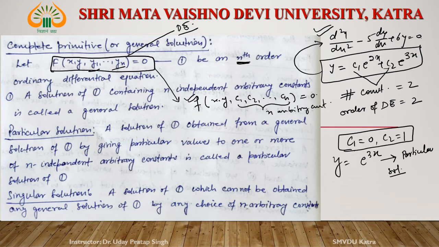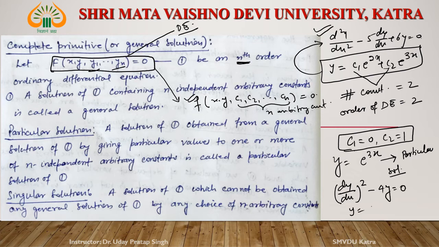Okay. And what is a singular solution? A solution of 1 which cannot be obtained from the general solution by any choice of the arbitrary constants. Right? A solution which is not obtained by any choice of arbitrary constants c1, c2, ..., cn. Okay. Then such a solution is known as a singular solution. For example, consider (dy by dx) whole square minus 4y equal to 0.